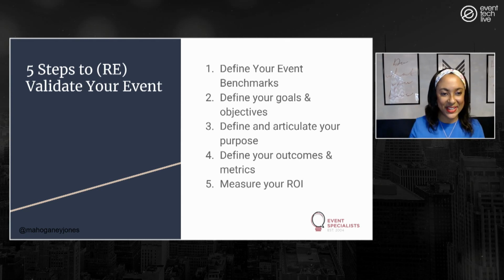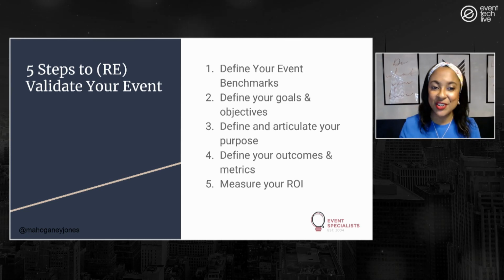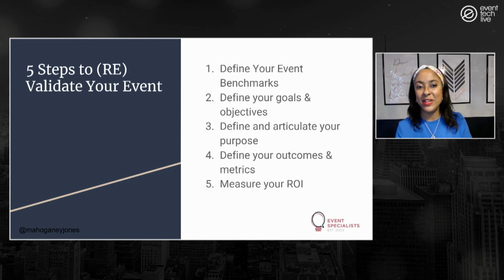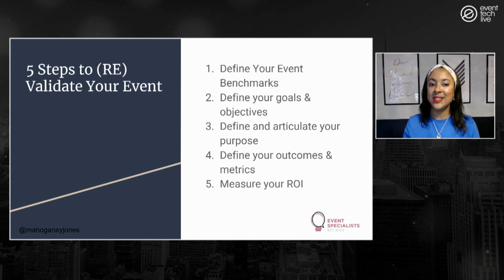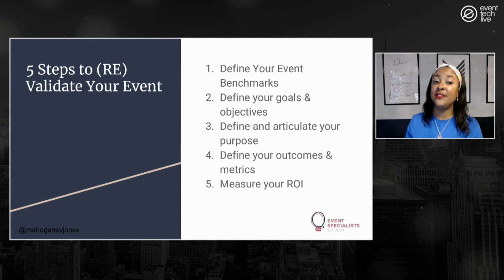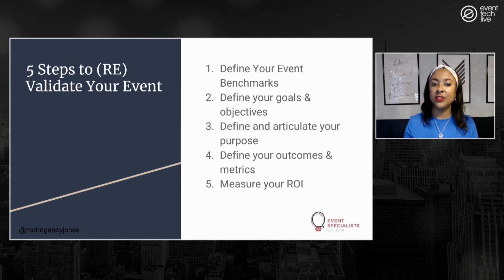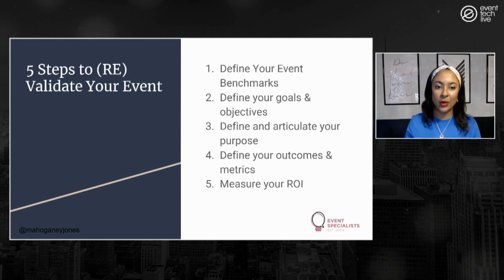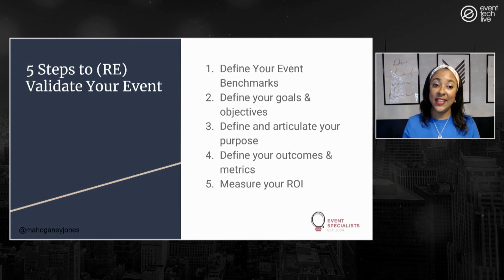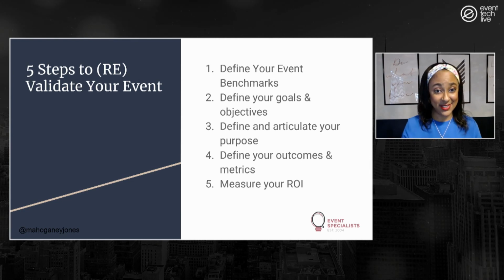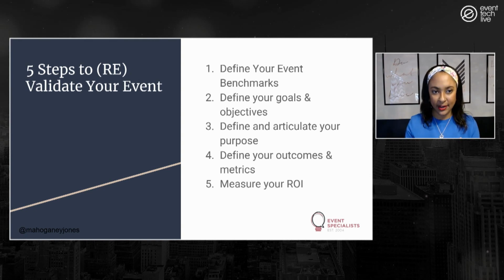Quick recap of these 5 steps. You want to define your event benchmarks. What are you measuring against? What worked in the past? Then you're going to define your goals and your objectives. What are you looking to accomplish? Define and articulate your purpose. What is the purpose of your event? And then define your outcomes and your metrics. And then finally, you're going to measure your ROI.